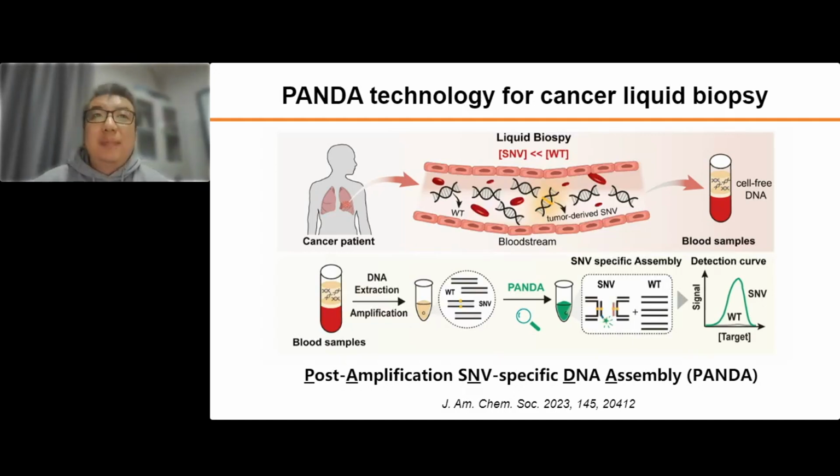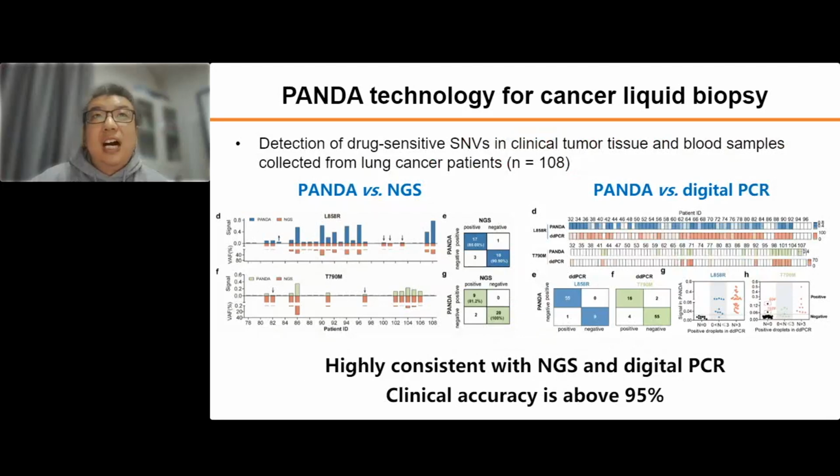So basically, we developed this DNA assembly technology. The assembly process is highly sensitive to the single nucleotide mutation. So we can actually convert the traditional monotonic signal into this bimodal signature. In that case, we can strongly suppress the signals of wild-type sequences. And in this case, we can achieve extremely sensitive detection of SNV in clinical samples, which is known as the liquid biopsy for cancer.